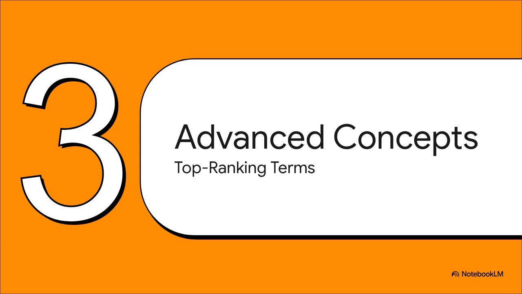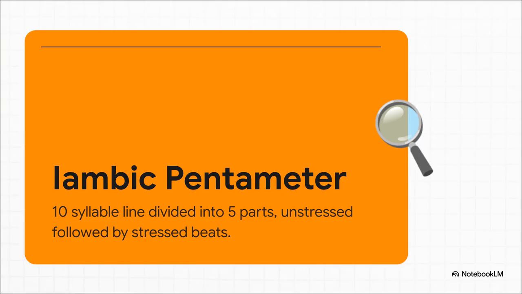Section 3, Advanced Literary Concepts. Now we're ramping up the complexity just a bit to look at the advanced terms that really separate the top-ranking aspirants from the rest of the pack. Listen, if you're taking an English literature exam, there's no escaping iambic pentameter. It's an absolute classic. It's a poetic line made up of exactly 10 syllables divided into 5 parts or feet.